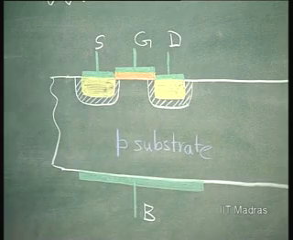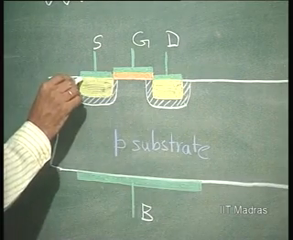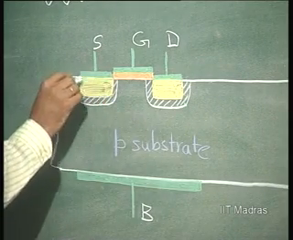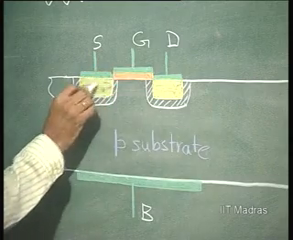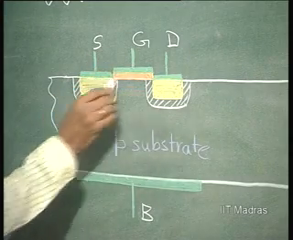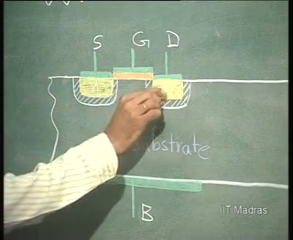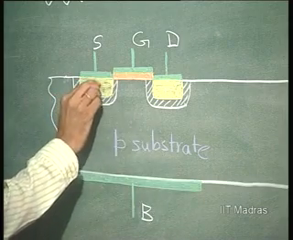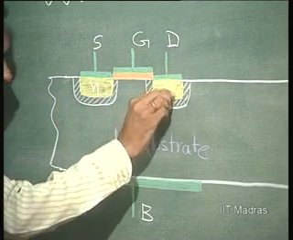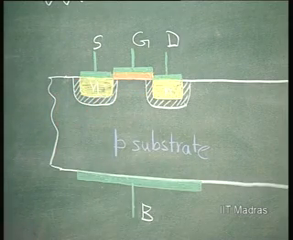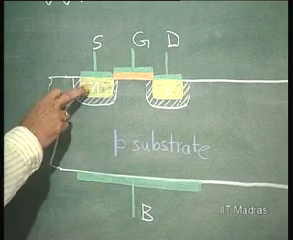Then we diffuse n-type impurity into this. So, these are n regions, these are n regions. One is the source, another is the drain.